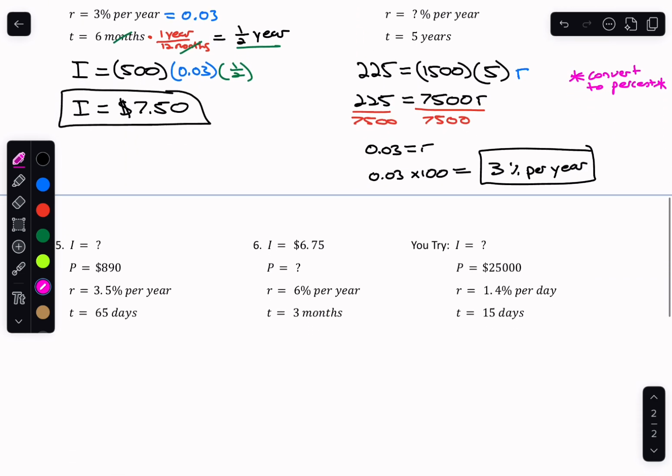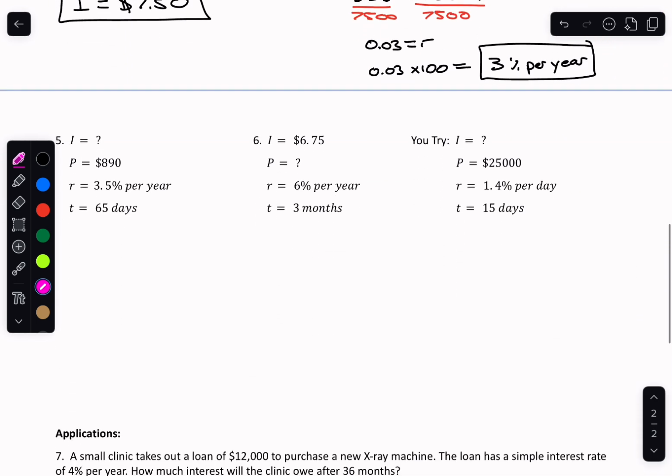All right, a couple more examples. We're going to be solving for some different pieces of the puzzle here, or different, same pieces, but given to us in a slightly different way.